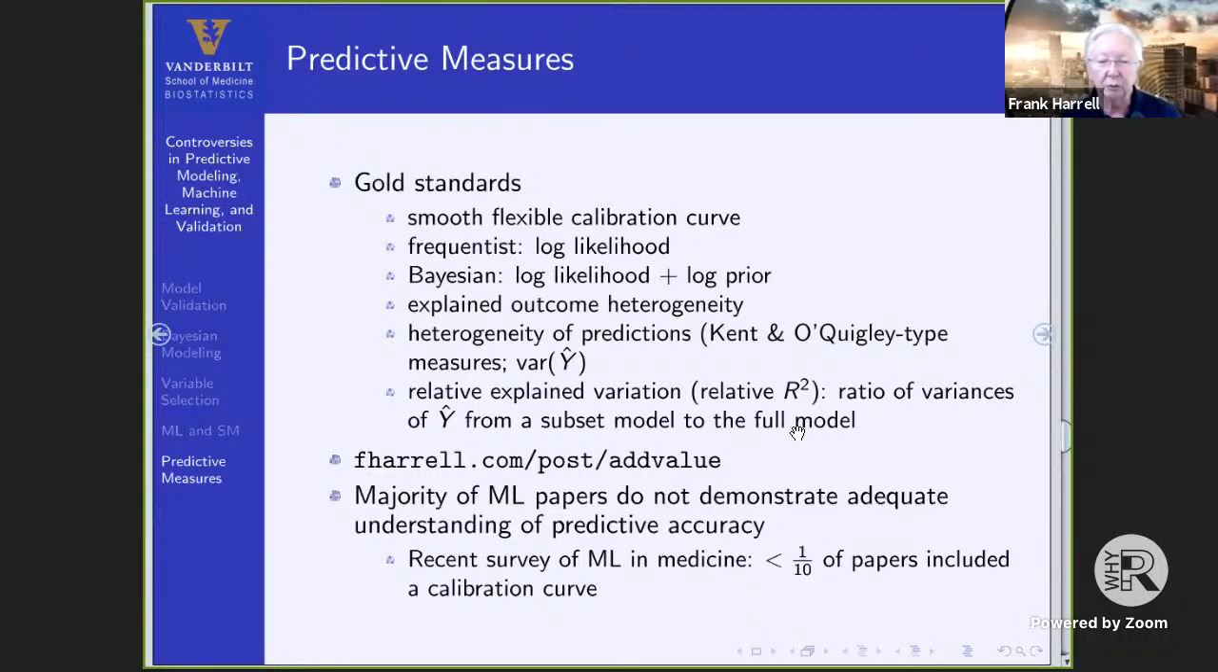So relative explained variation might be to get the variance of y hat from a full model and then compare that to the variance of y hat from a submodel, a reduced model, and see how much this variance goes down. That would be a loss of predictive discrimination. And that does assume your model is somewhat calibrated. So the majority of machine learning papers do not demonstrate adequate understanding of predictive uncertainty. And there was a recent survey of machine learning used in medicine that showed that less than 1/10 of the papers included a calibration curve. This is a scandal. This is a Trump-like scandal to have a paper that claims to have predictive accuracy and to not include a calibration curve is probably about the worst mistake you can make.